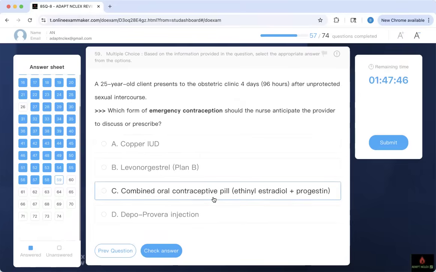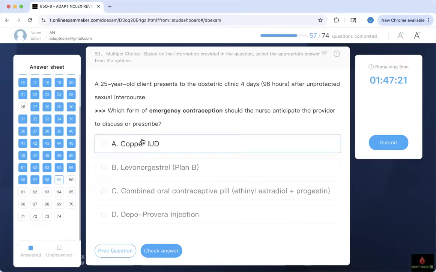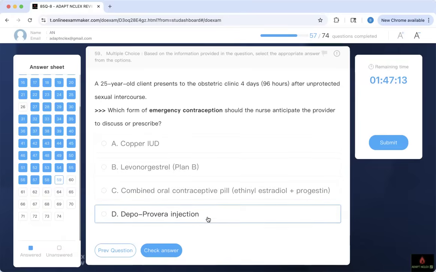What do you think? Which form of emergency contraception should the nurse anticipate the provider to discuss or prescribe? We're still on maternity. I'm trying to go through all the things you need to know, the pharmacology in terms of contraception. A 25-year-old client presents to the OB clinic 4 days after unprotected sexual intercourse. 4 days, and they need emergency contraception. Do you give them an IUD? Do you give them Plan B, levonorgestrel? Or do you give them combined oral contraception, or a depot injection?